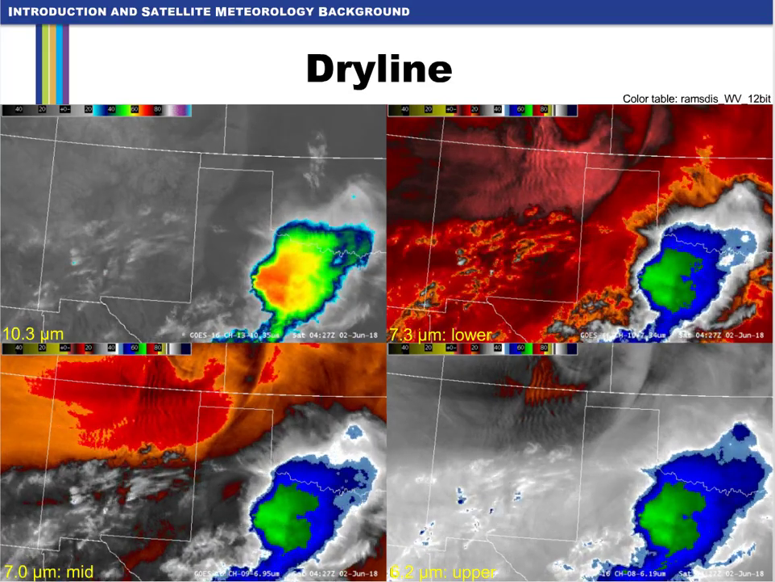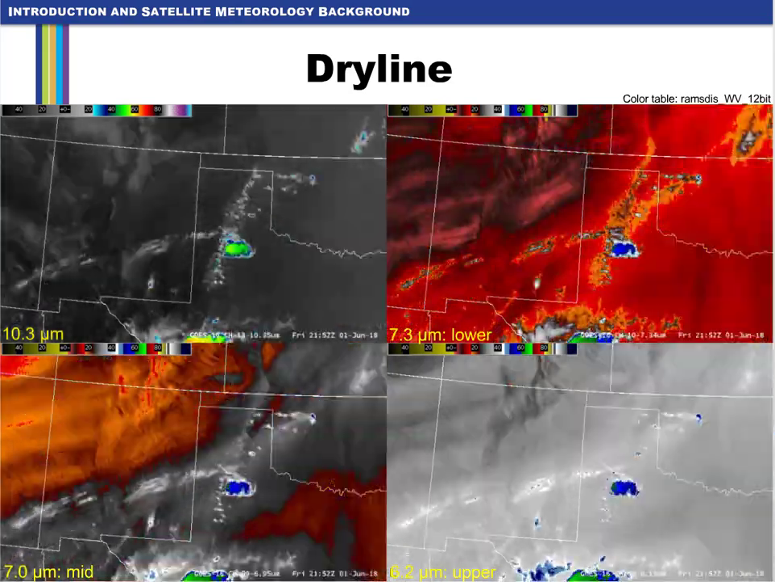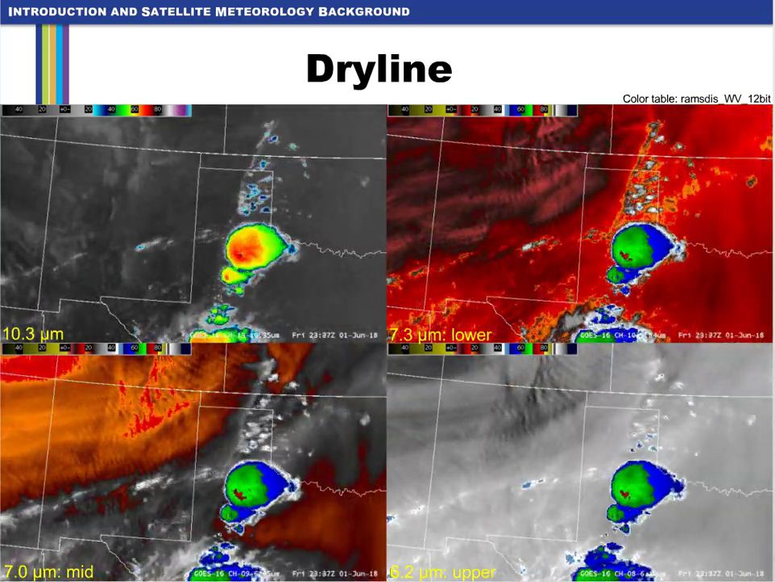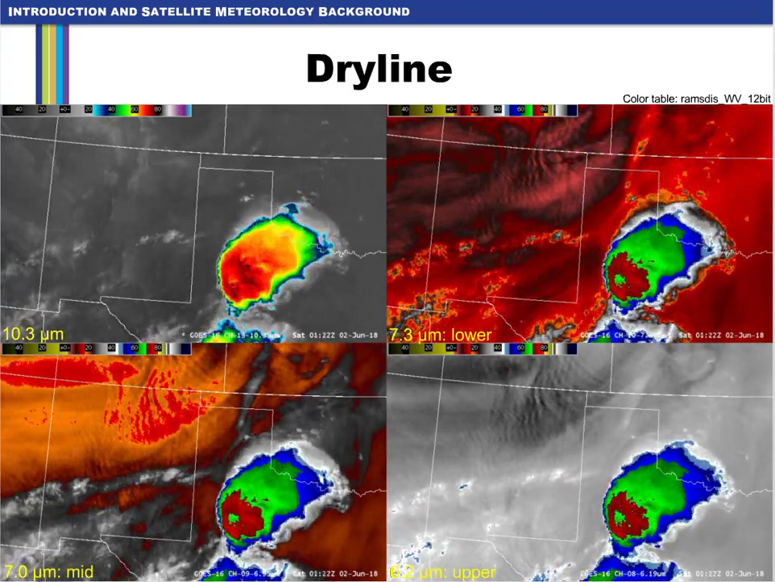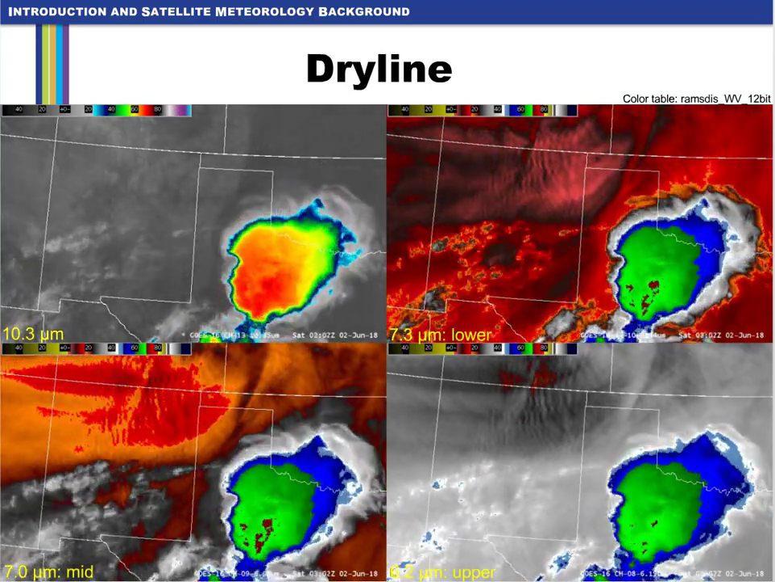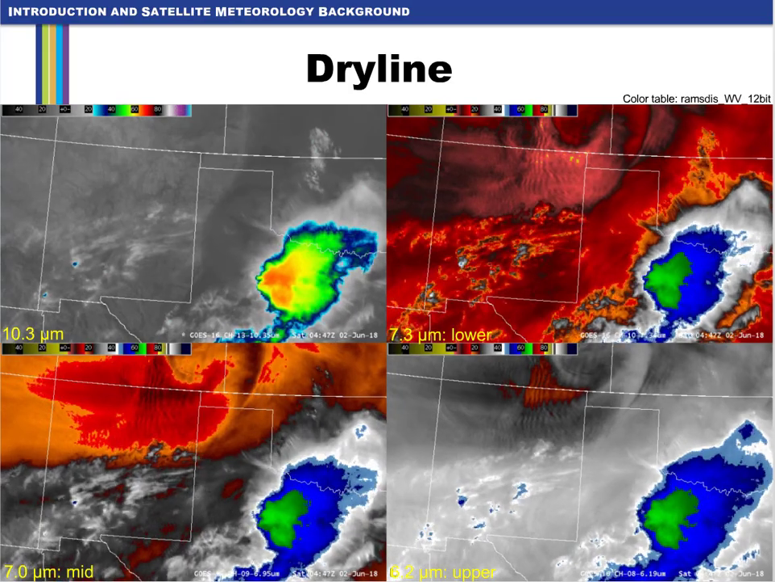Now, study the three water vapor bands, and I'll ask the question, can you detect the dry line in these bands? I'll go ahead and give you some time to study the animation to help answer this question.